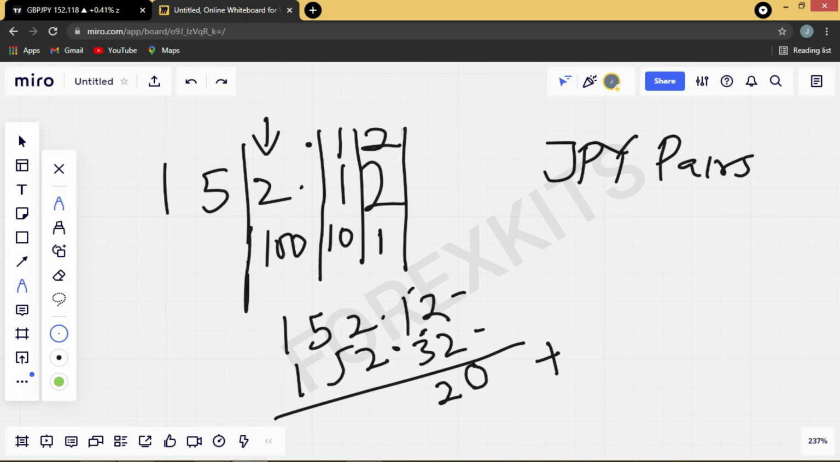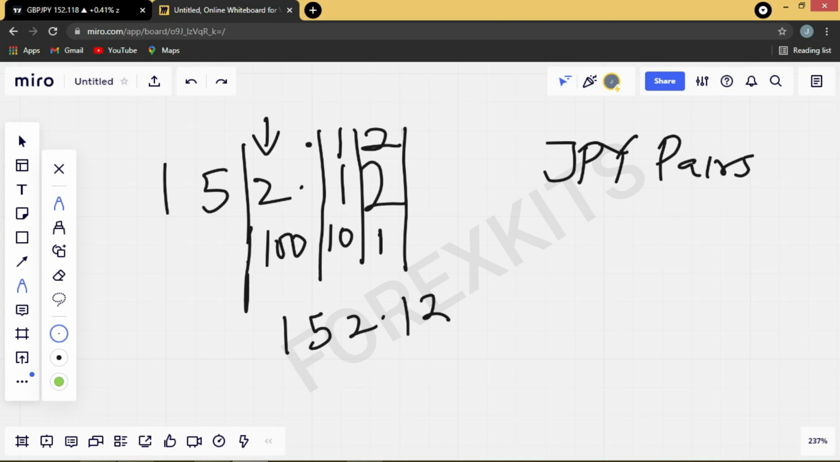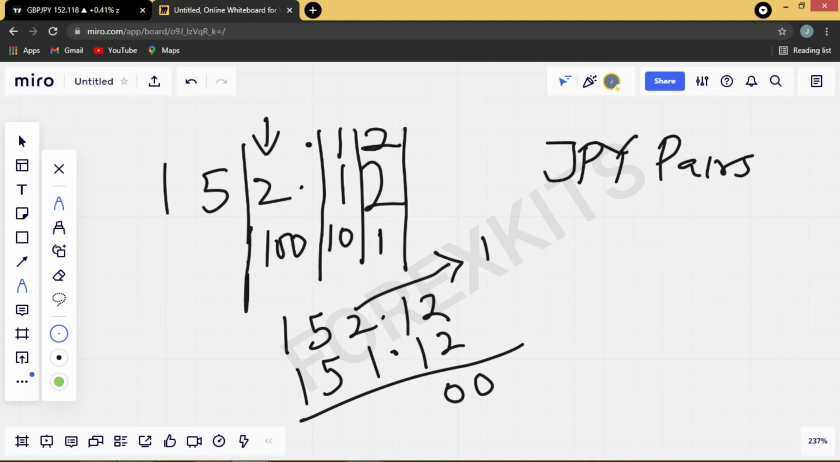So this is a 20 pip difference for this particular pair. The calculation just remains the same, just that what you do in this particular scenario is that you start from the 2nd decimal place. So let's say that price moves from this to 1.12. Okay, so the 2 last digits here have not been affected. So 0, 0, and then this is the one that is affected. And remember that this tells you that there is a 100 pip difference.